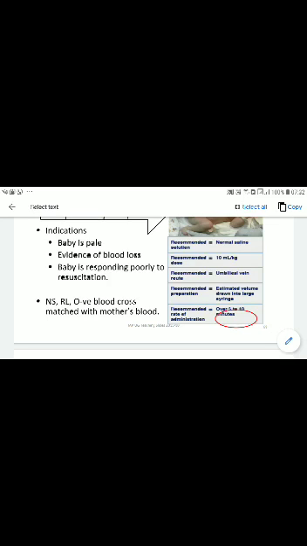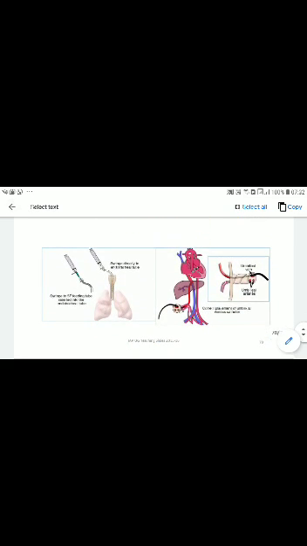Everything you have to decide within 30 seconds, 30 seconds, 30 seconds, except the first 1 minute. For the rest, you have to evaluate only, and you have to take 60 seconds. So this is how umbilical vein catheterization is done.